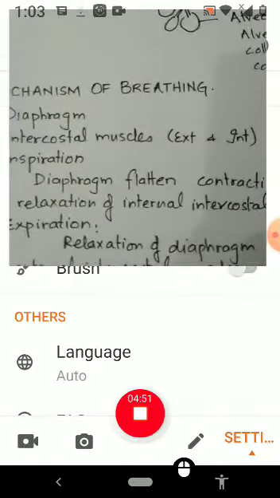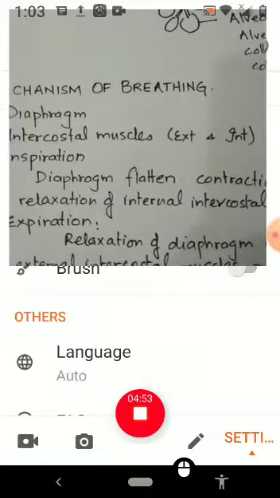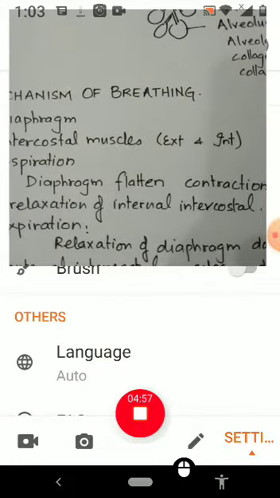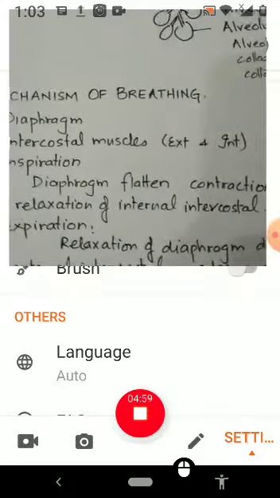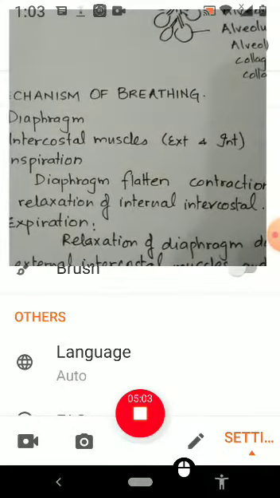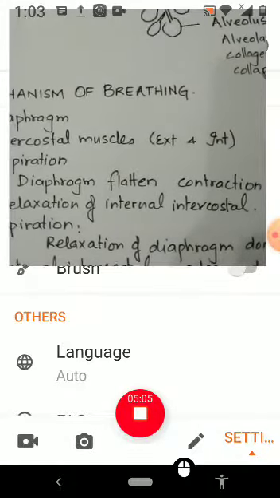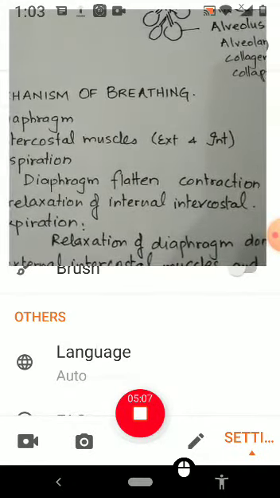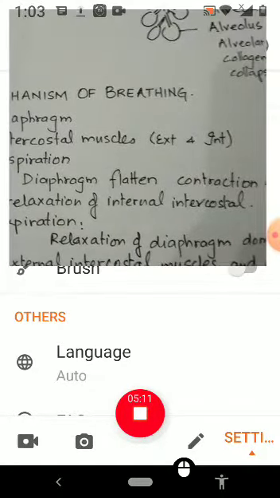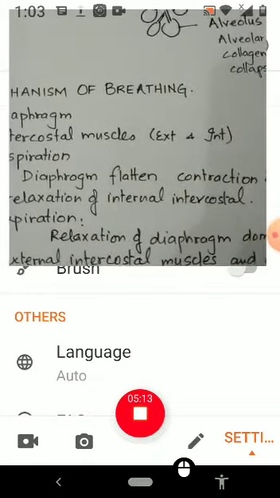So this causes the volume within the lungs to increase, and therefore the air pressure inside the pleural cavity falls, causing the air to rush into the nostrils and through the windpipe into the lungs.